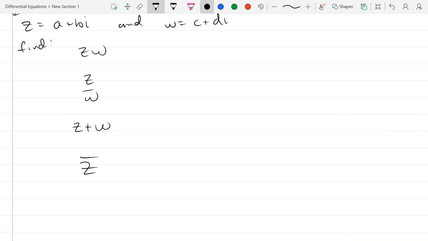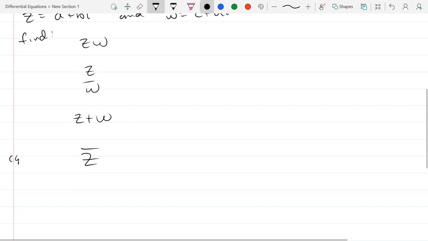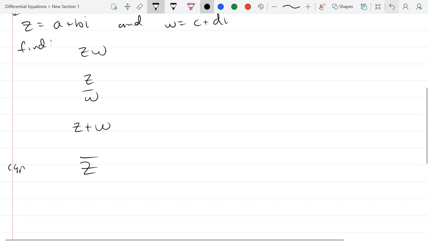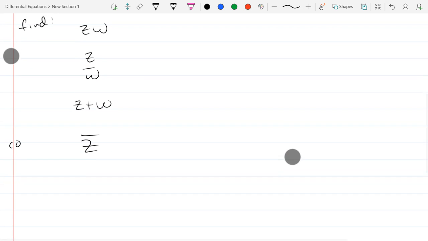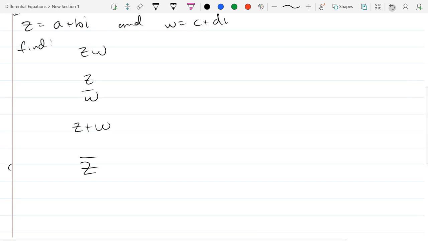Let's see how many of these you remember. We just did the multiplication, so that should take 2 seconds. Yeah, the bottom one is z bar, not half of a fraction. Which is also known as a conjugate operator.